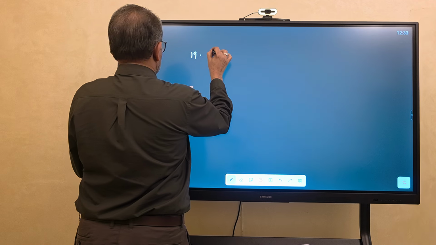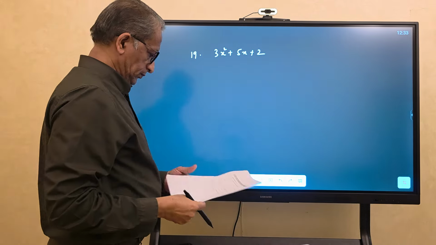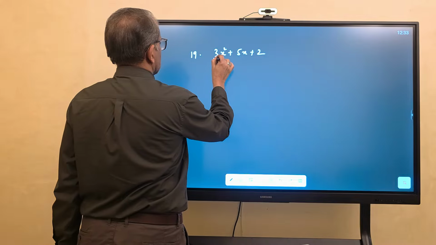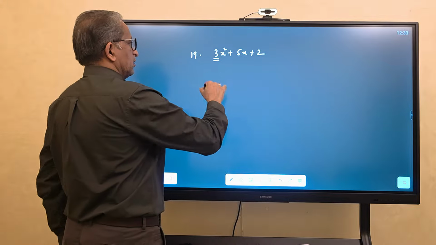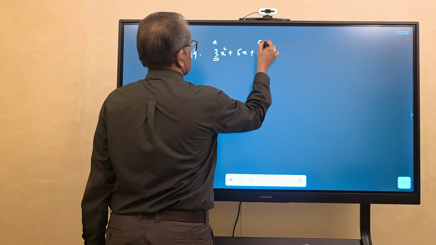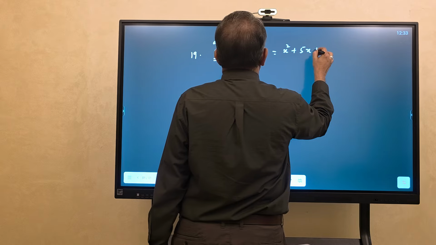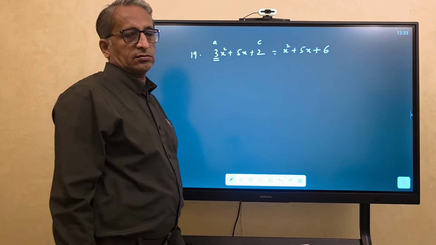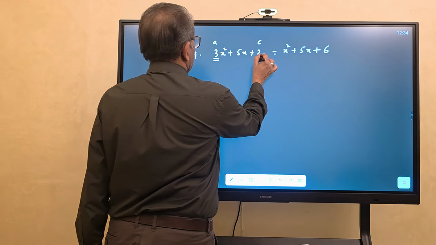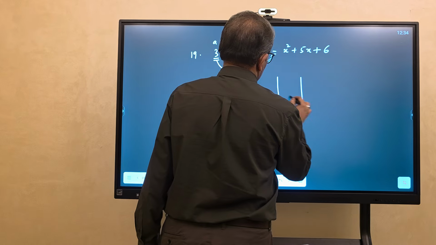Number 19: 3x square plus 5x plus 2. You see that the coefficient of x square is 3, which is not 1. Therefore, I will use the AC method. So this is A and this is C. I multiply 3 into 2, that is 6. So we have this, that is AC. Then I will write the box.